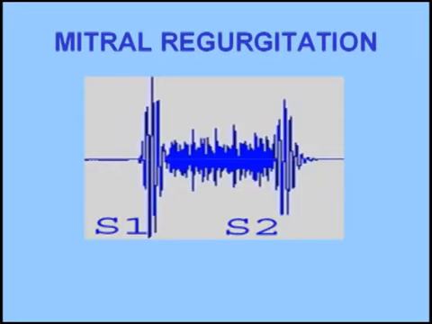In summary, mitral regurgitation presents with a holosystolic murmur of constant intensity, which is heard best at the cardiac apex. Listen once again to a patient with mitral regurgitation.